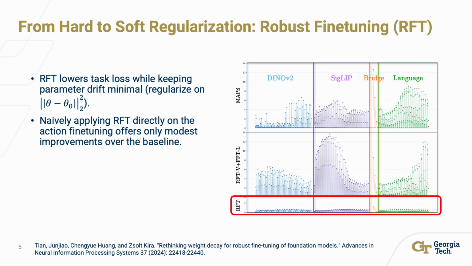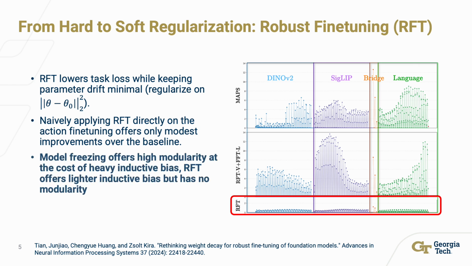As shown by the layer-wise L2 deviation from pre-trained weights, RFT applies a single global hyperparameter, causing all layers to drift from pre-trained weights at the same rate. This conflicts with our freezing study, which suggests that different components should adapt at different rates. This motivates our central question: how can we combine the modularity of freezing with the flexibility of RFT?